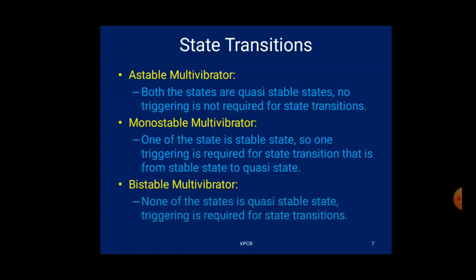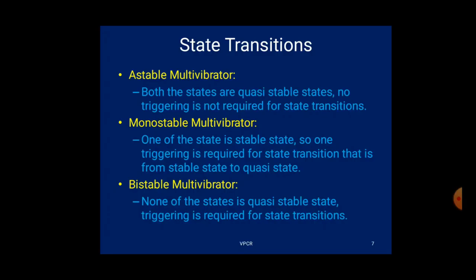Next one is bistable. Obviously, bistable has both states as stable states. They won't change state until and unless you give external triggering. That means if you are in state 1, which is a stable state, and you want to change to state 2, you need to give external triggering. Again, if you want to change to state 1 from state 2, you need to give external triggering, because both state 1 and state 2 are stable states in bistable.